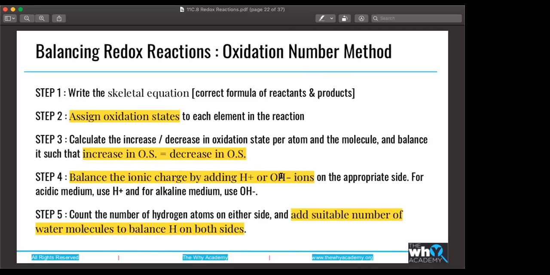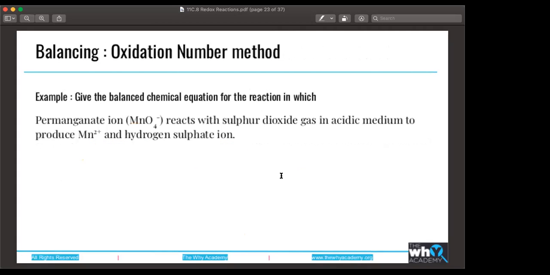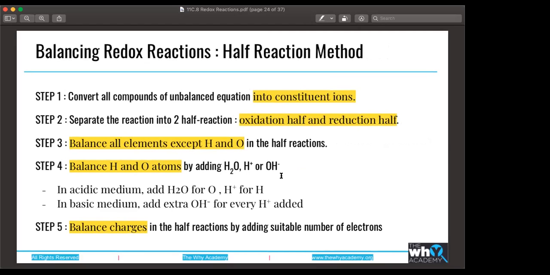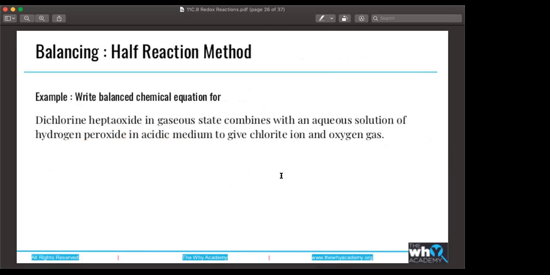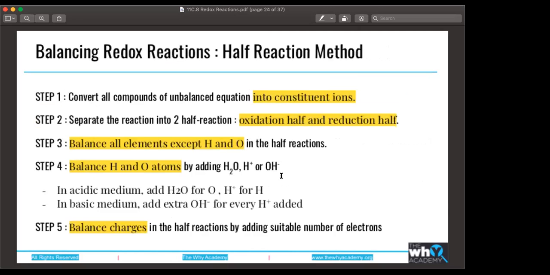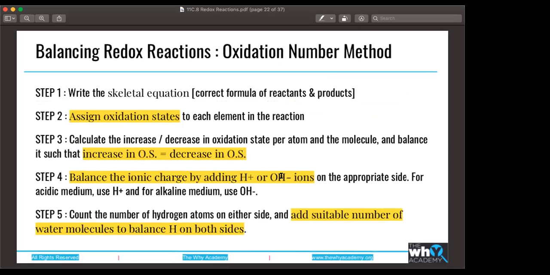Okay. Now coming to balancing redox reactions, you have two ways of balancing a redox reaction. One is the oxidation number method and one is the half reaction method. So, the oxidation number method.